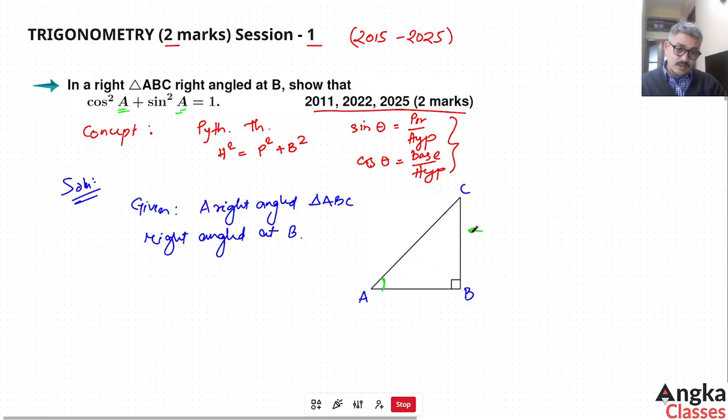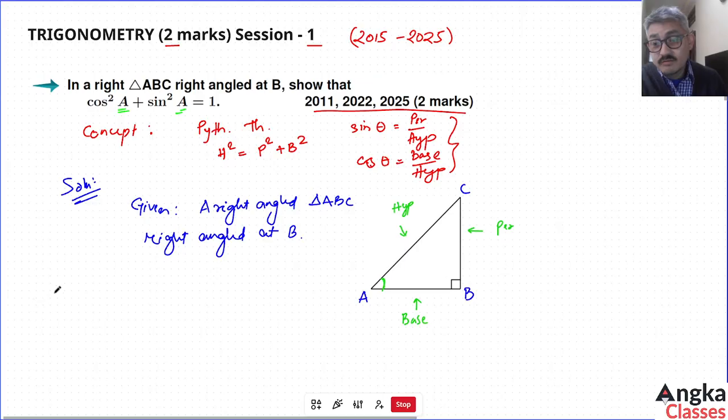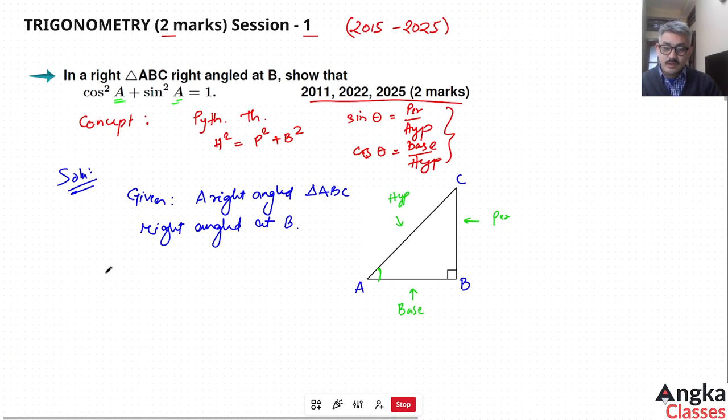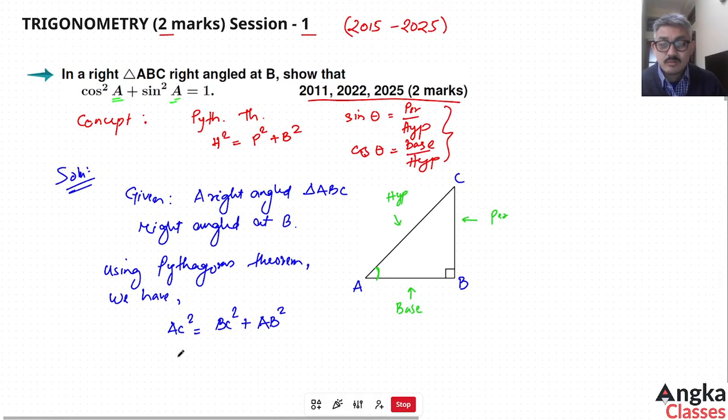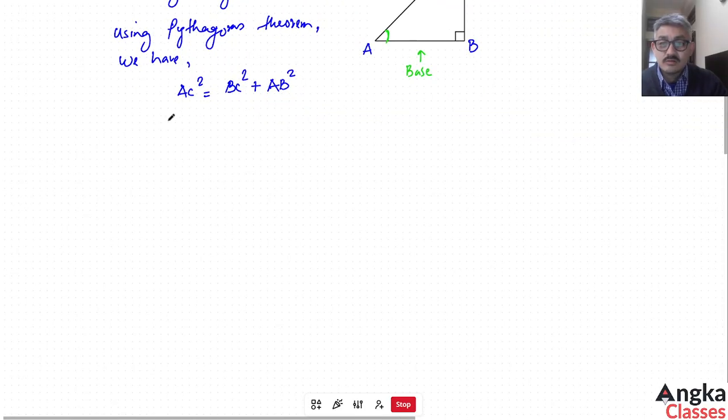Now BC is the perpendicular, AB is the base, and AC is the hypotenuse. So using the Pythagoras theorem, hypotenuse square AC square is equal to BC square plus AB square. This is the Pythagoras theorem.